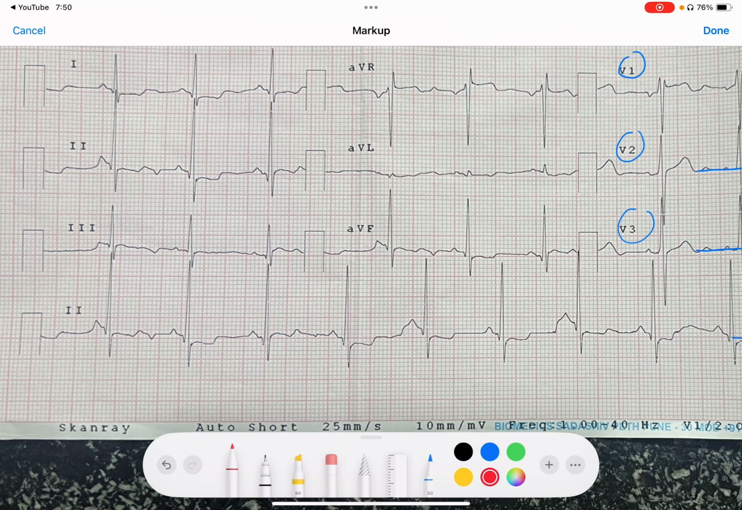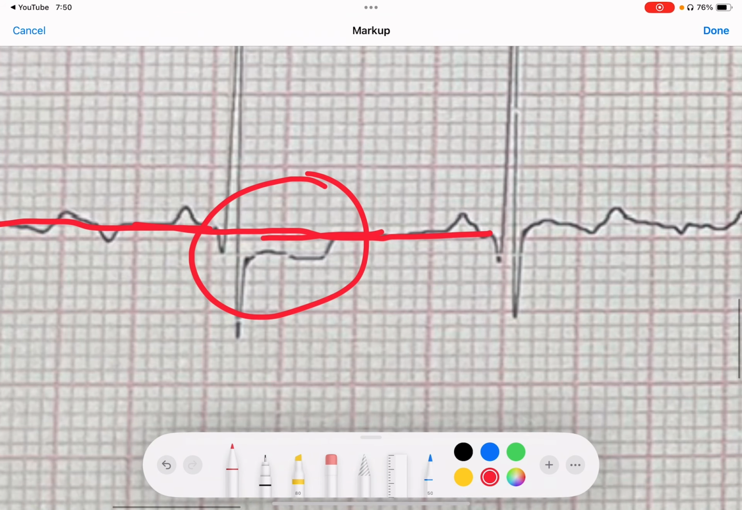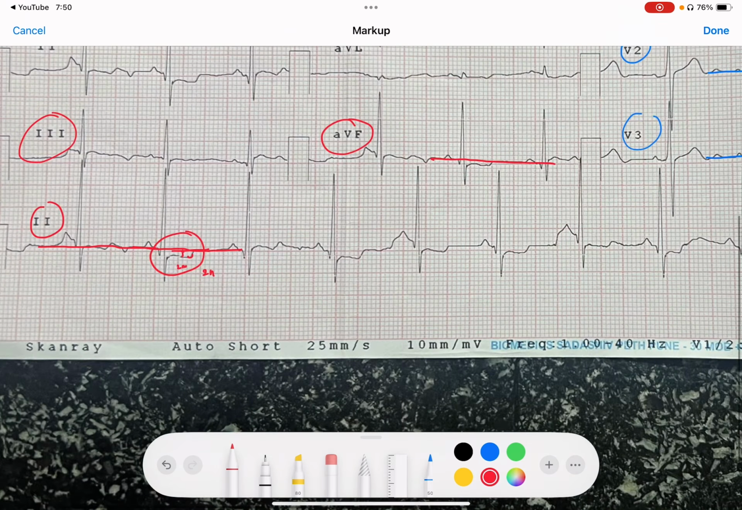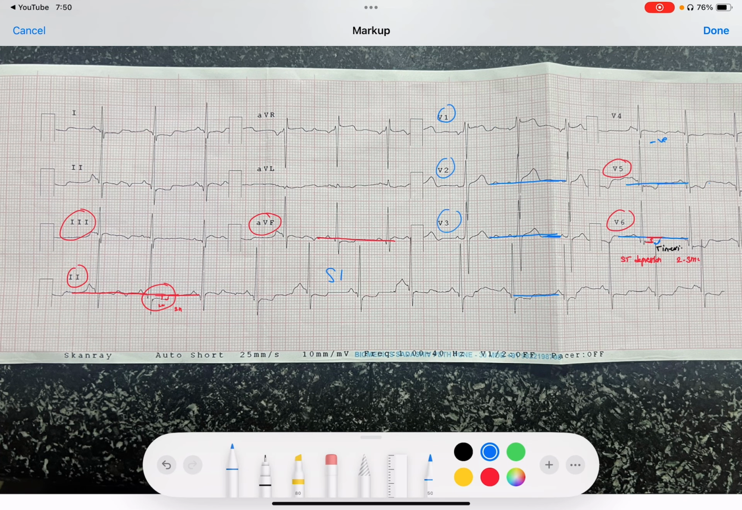And we can see this ST depression here as well in lead 2, lead 3 and lead AVF. In lead 3 it is not that prominent, but in lead 2 we have very clear ST depression of around 2 millimeter and T wave inversion of 2 millimeter. So what we have in this ECG is ST-T changes, that is ST depression and T wave inversion, in leads 2, 3, AVF and in leads V5, V6.